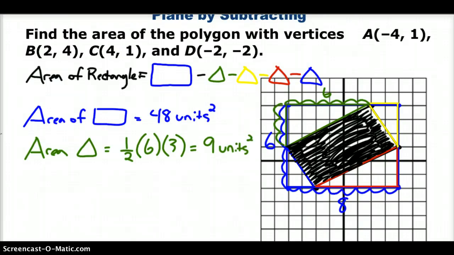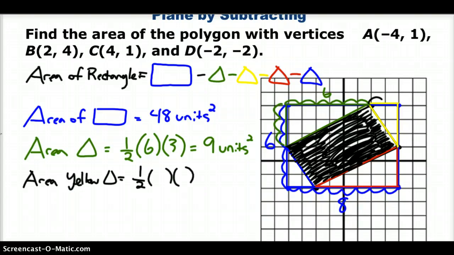Let's go to the yellow triangle. I'm going to write this in black because I know the yellow doesn't show up super well. So the area of the yellow triangle is going to be 1/2 times base times height. My base here is 2 and my height is 1, 2, 3. Half of 2 is 1, and 1 times 3 is 3. So that's 3 square units.